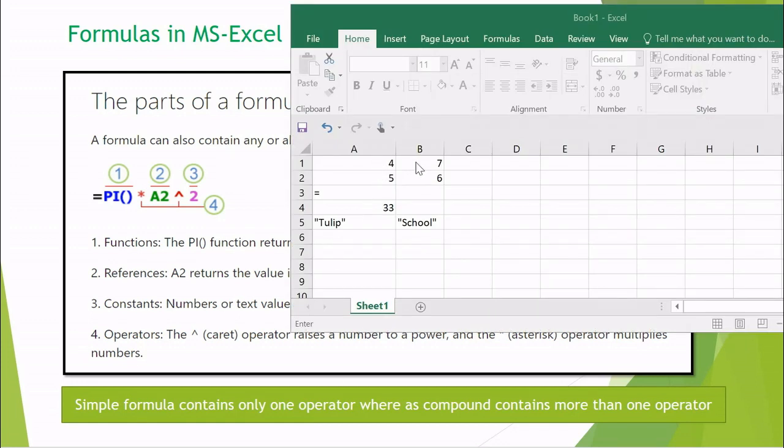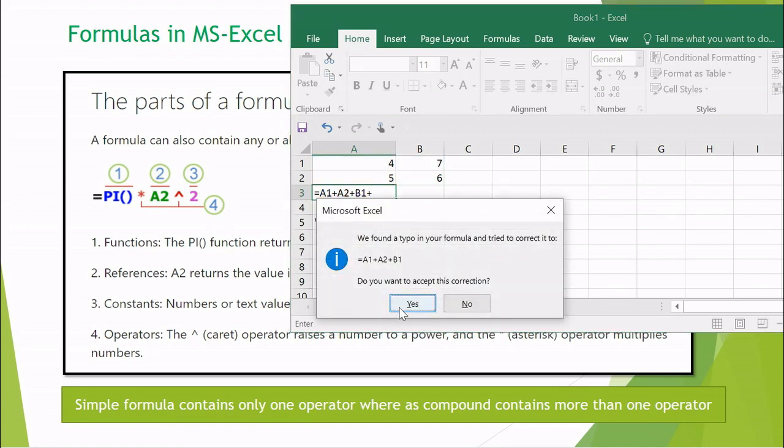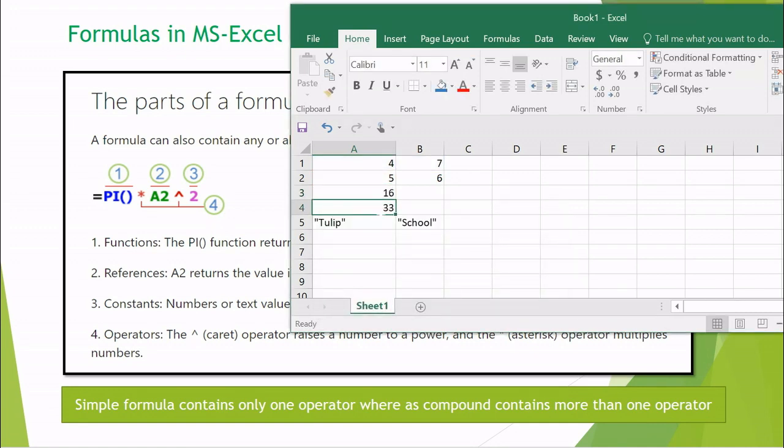Now here you can say I am having 4 values in 4 different cells, and if I use only one kind of operator, that is, I am adding A1 plus A2 plus B1, so I have used only the plus operator, then it is a simple formula. And second, if I am using different kinds of operators, that is, A1 plus A2 multiplied and divided, I have used 3 kinds of operators, addition, multiplication and division, then it is said to be a compound formula.